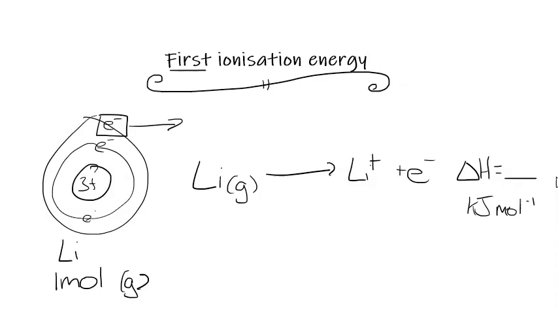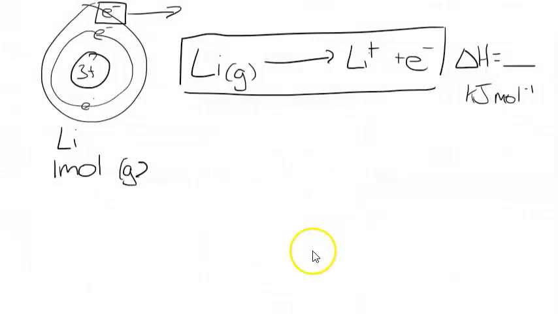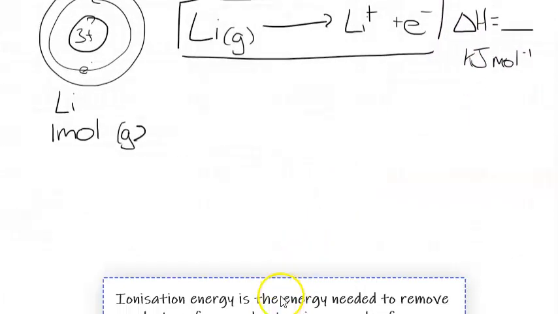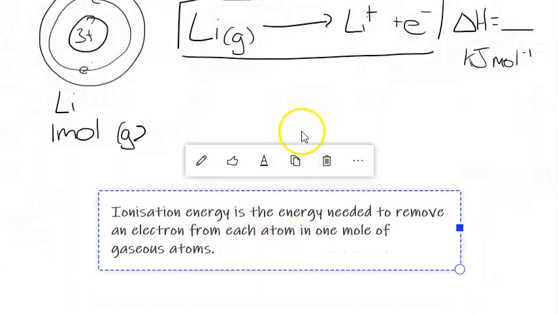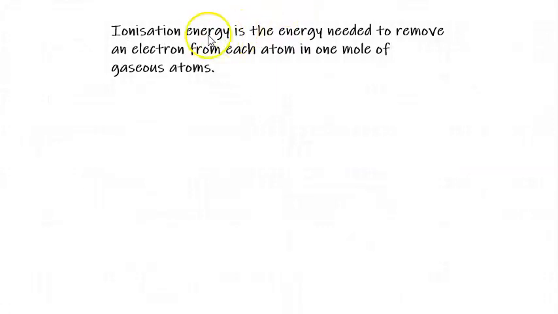I have seen questions that have simply asked to write this equation, and if you did have to write the equation, you'll just do that part there because we haven't been given the change in enthalpy. We would have to be given that in the table. There's no way we can work it out. So if you have to write down the definition of the first ionisation energy, here is a definition for you. The ionisation energy is the energy needed to remove an electron from each atom in 1 mole of gaseous atoms.